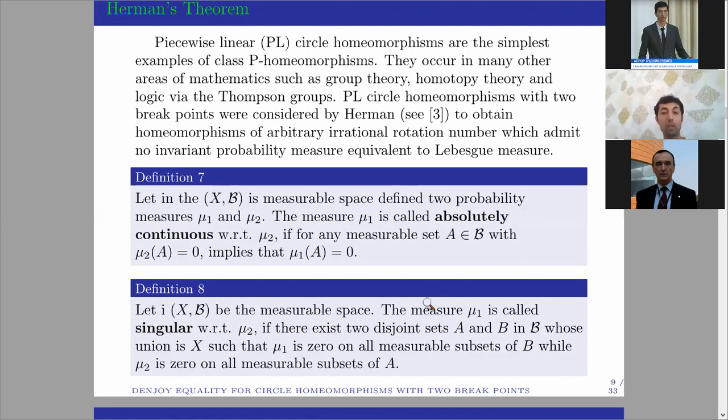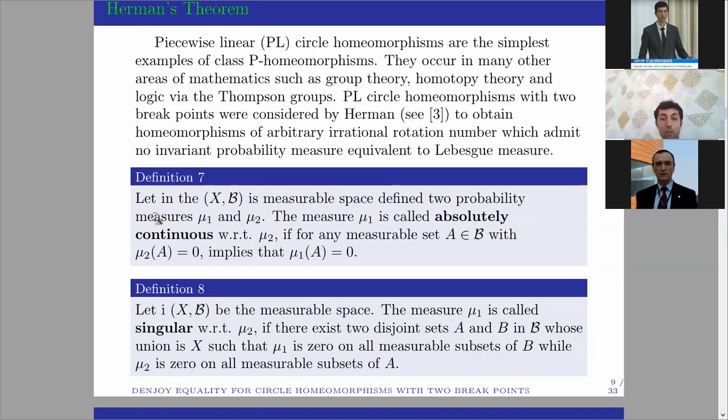Before formulating the Herman theorem, let me give some needed notions. Piecewise linear circle homeomorphisms are just the simplest examples of PL homeomorphisms. They occur in many other fields of mathematics, such as group theory, homotopy theory, and logic. PL circle homeomorphisms with two breakpoints were considered first by Herman, to obtain homeomorphisms of arbitrary rational rotation number which admit no invariant probability measure equivalent to Lebesgue measure.